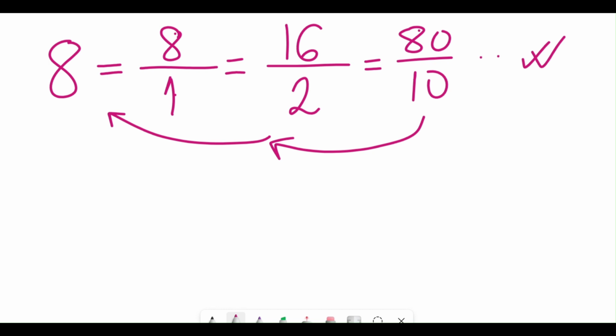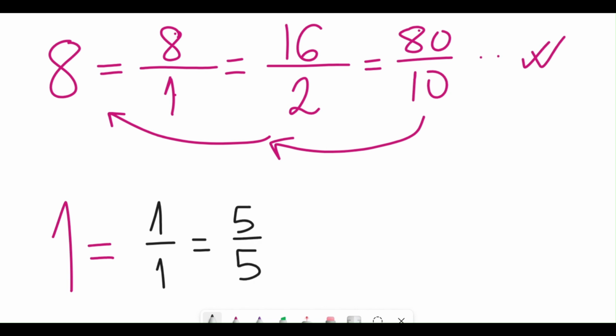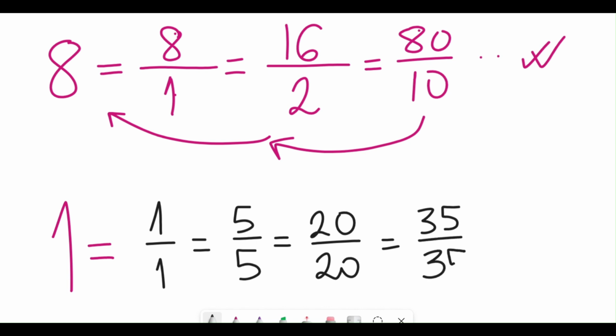Excellent. What if we have, for example, number 1? How do we write 1 as a fraction? So we can say 1 over 1, right? Because 1 divided by 1 is 1. Oh, what else can we say? We can say, for example, 5 divided by 5. Oh, so that means we can say 20 divided by 20. Or we can say 35 divided by 35 will give us 1, and so on and so on. All right, you are doing a great job.